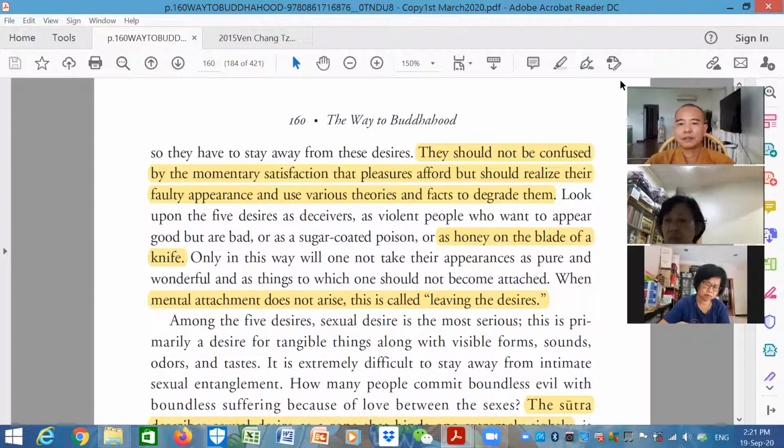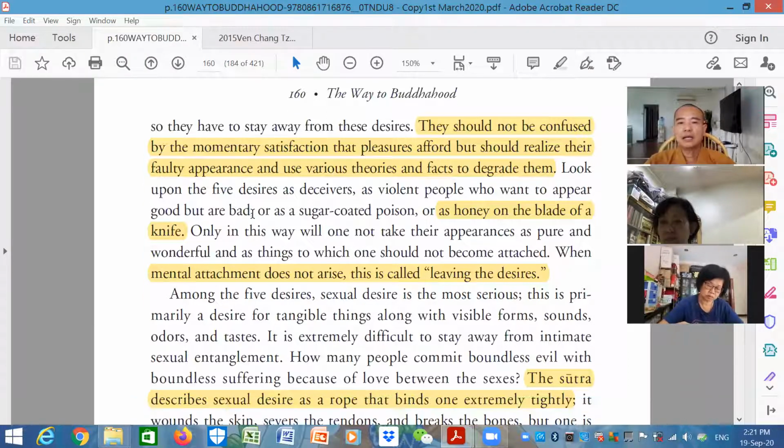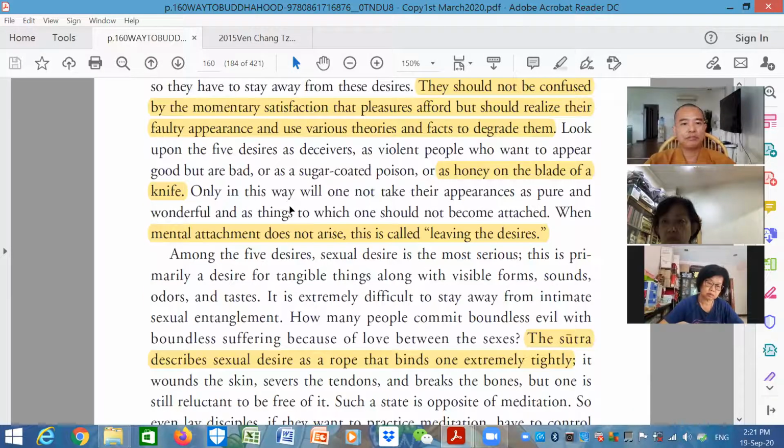Silang there. Okay, they should not be confused by the momentary satisfaction that pleasure affords, but should realize its faulty appearance and use various theories and facts to degrade it. Meaning, once you enjoy the sensuous pleasure, you have to think about the faults of it.